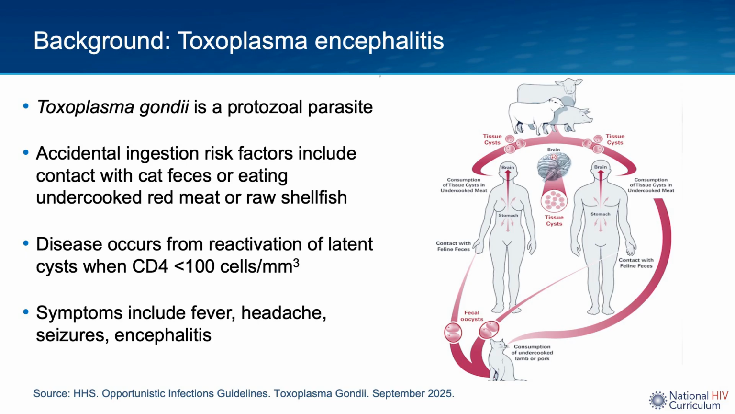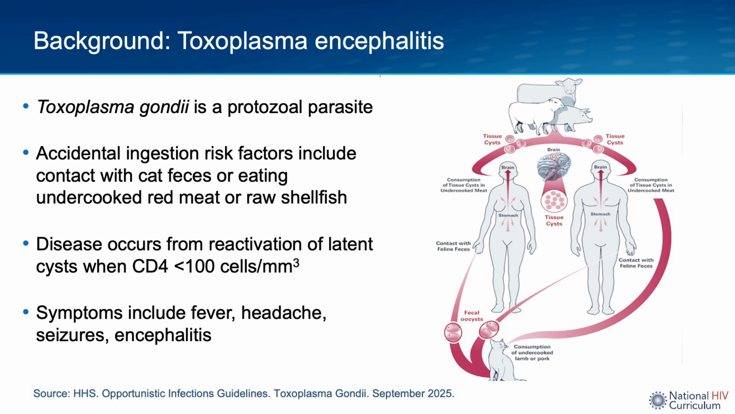Toxoplasma gondii is a protozoal parasite that typically causes an encephalitis in profoundly immunocompromised individuals. Although encephalitis is one of the most common manifestations seen with toxo, other clinical presentations, such as retinitis and pneumonia, have also been described. Toxoplasmosis is a foodborne illness. One gets exposed to the organism by accidental ingestion of cat feces or undercooked meat or raw shellfish.